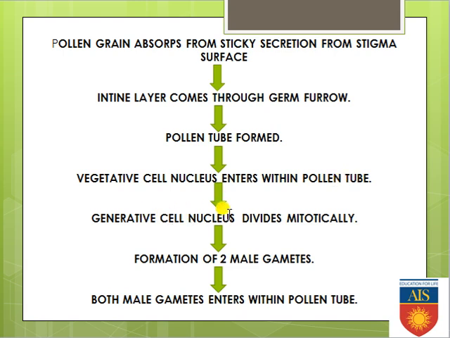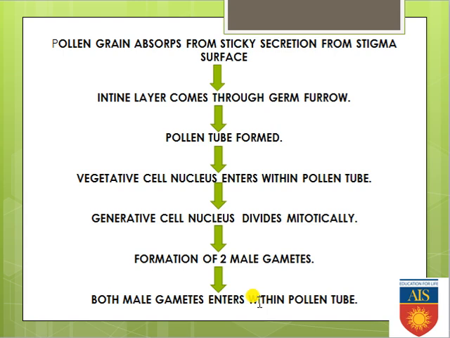Then the generative cell nucleus divides mitotically, because the generative cell contains a haploid number of chromosomes. So they will divide mitotically so that they will produce 2 haploid male gametes. Obviously those 2 male gametes now start entering within the pollen tube by following the vegetative cell nucleus.